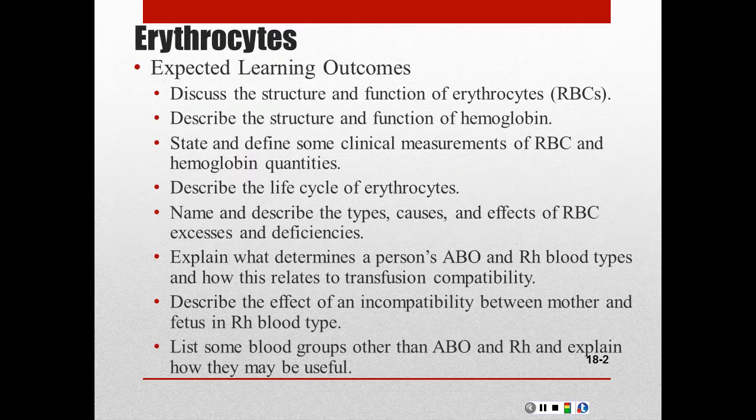Now here are the objectives you should know at the end of this section, such as the structure and the function of the erythrocytes and the hemoglobin, the life cycle of the erythrocytes, naming and describing the types, causes, and effects of the RBCs that are deficient or in excess.